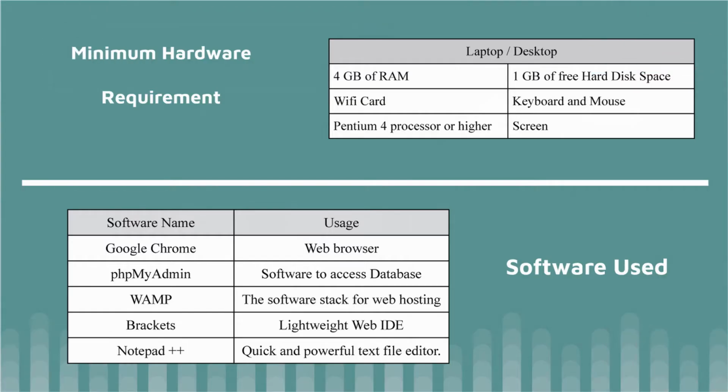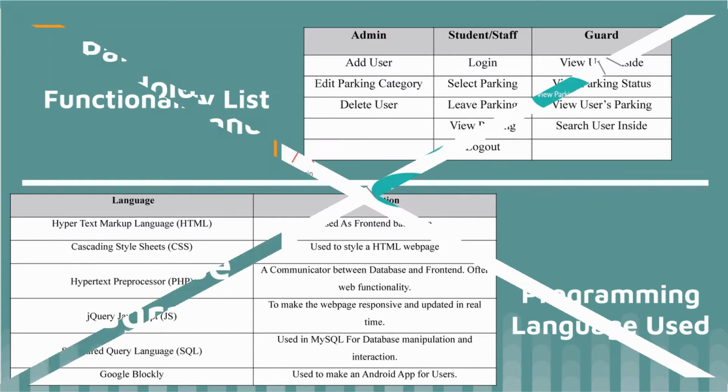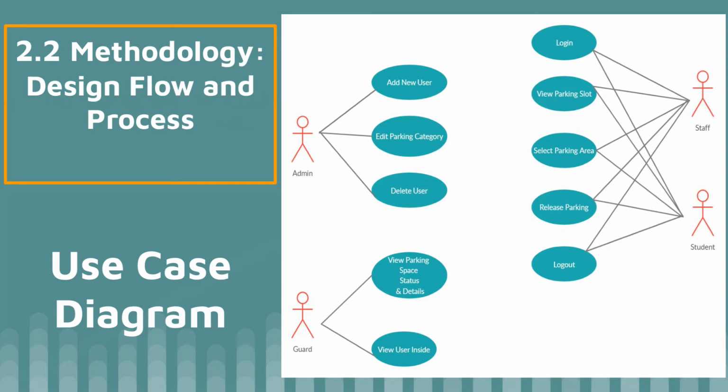The hardware requirement for this project is a properly working laptop or desktop for web development. The software used is Google Chrome, PHP-MyAdmin, WAMP, Brackets and Notepad++. This is the functionality list table. It will be explained later on. The programming languages used are HTML, CSS, PHP, JS, SQL and Blockly. The functionality list is visualized using use case diagram.